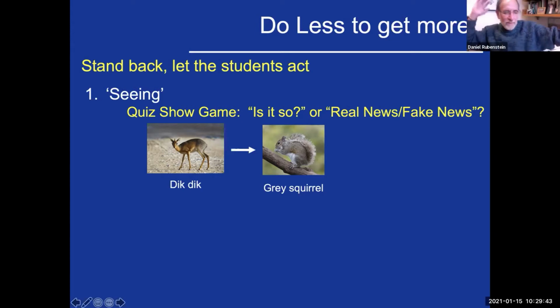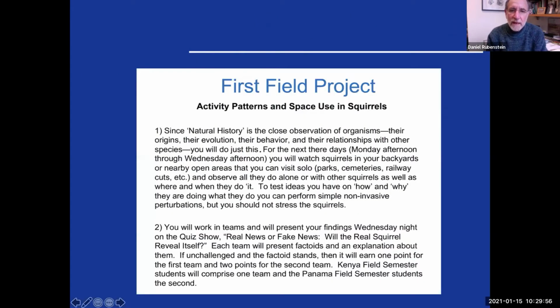Panama students put the Panama flag behind them as their virtual background. They were a really bonded group. They played a very interesting game. And you basically play the game by doing this. Everybody will watch the animals. Since natural history is the close observation of organisms, their origins, their evolution, their behavior, and the relationship with other species, you will do just this for the next 3 days, Monday afternoon through Wednesday afternoon.